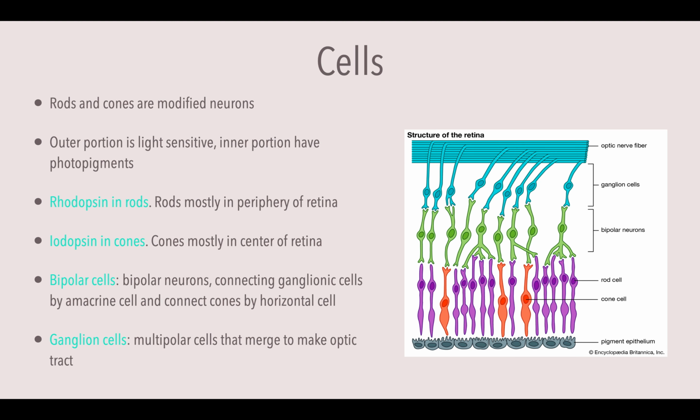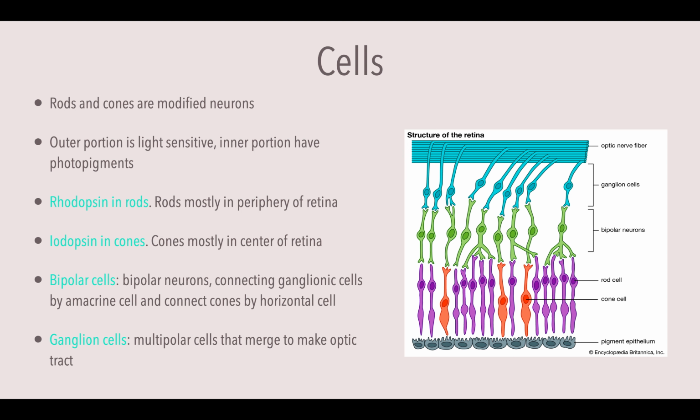So the rods and the cones are your modified neurons. The outer portion is light sensitive. The inner portion is going to have the photopigments. The rhodopsin is your photopigment in rods, and those are usually in the periphery of the retina, so that's your best low light vision. And iodopsin is going to lie in your cones. Cones are in the center of your retina. Cones are for your color vision.